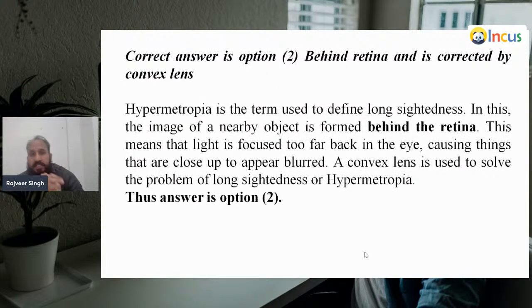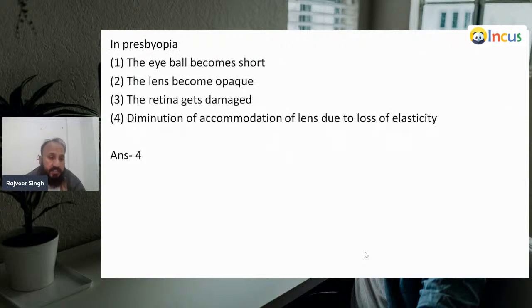To describe hypermetropia more, it is the term used to define long-sightedness, in which the image of a nearby object is formed behind the retina. This means that light is focused too far back in the eye, causing close-up things to appear blurred, and a convex lens is used to solve the problem of long-sightedness or hypermetropia. So the second option is the right answer.